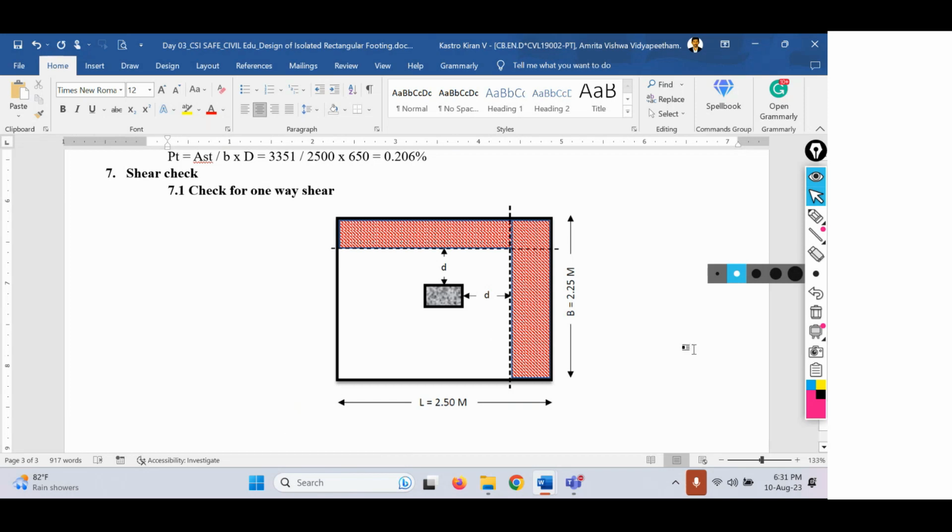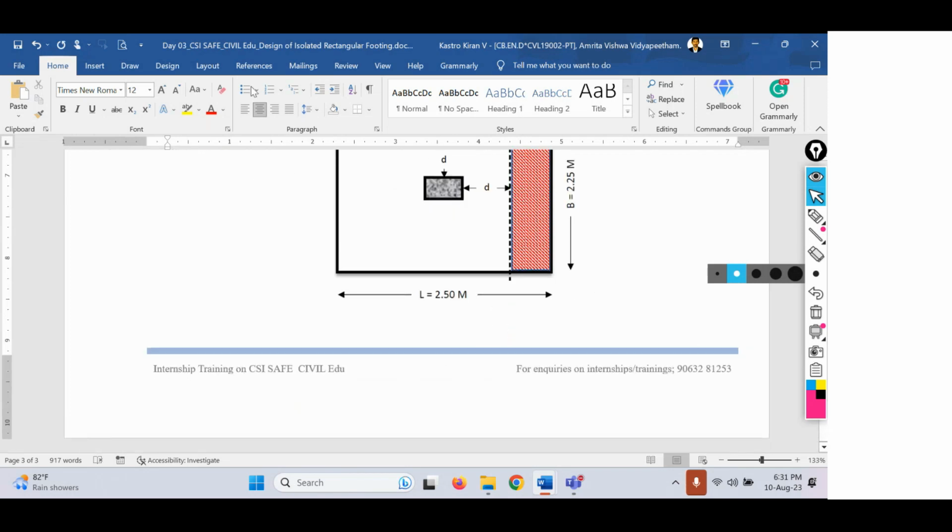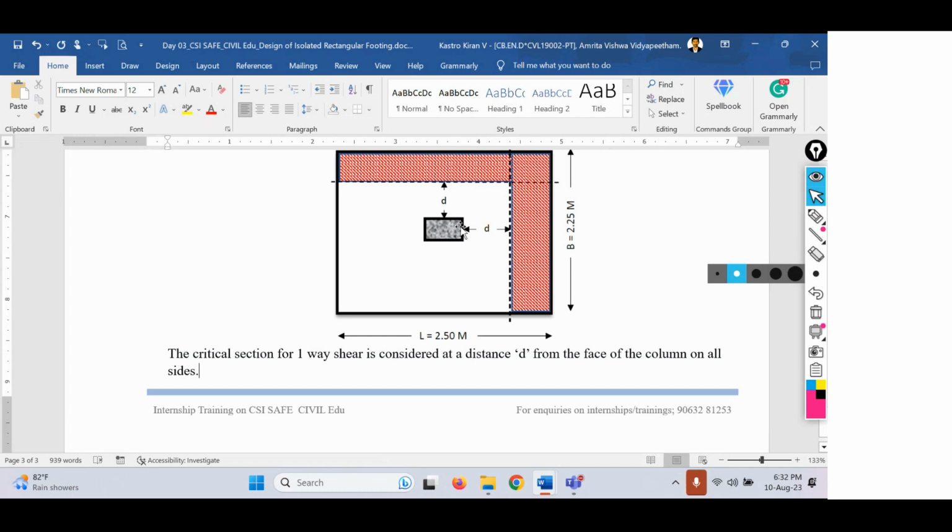Right. So the critical section for one-way shear is considered at a distance d from the face of the column. Let me write that. The critical section for one-way shear is considered at a distance d from the face of the column on all sides. In the figure, I have represented only two sides because it is the same, but it actually will be there on all four sides.